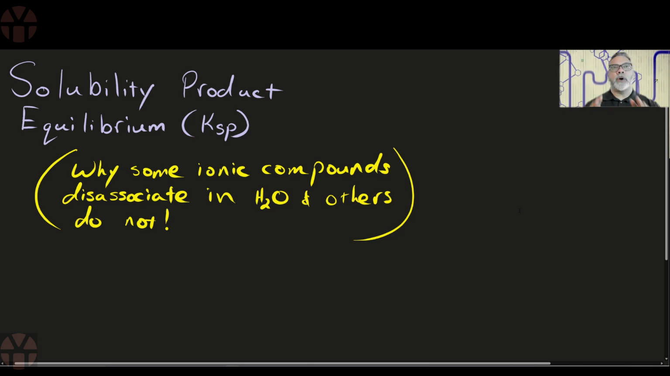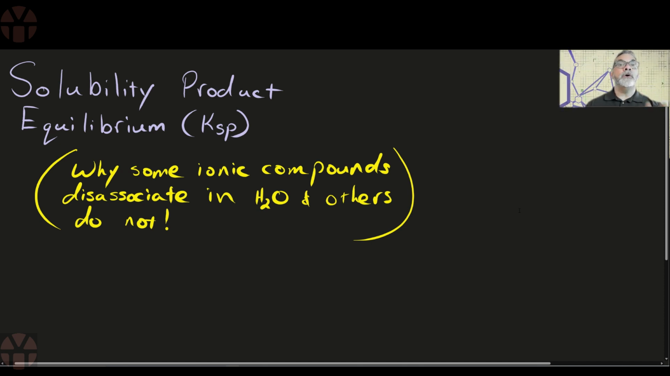And solubility product equilibrium, fancy term, but in essence, it comes down to this question. Why do some ionic compounds break up completely in water and others don't? So recall, we talked about the solubility of substances way back at the beginning of the year, right? One of the first episodes we ever did was on this idea of which are the substances that break up in water, which are the substances that stay together.